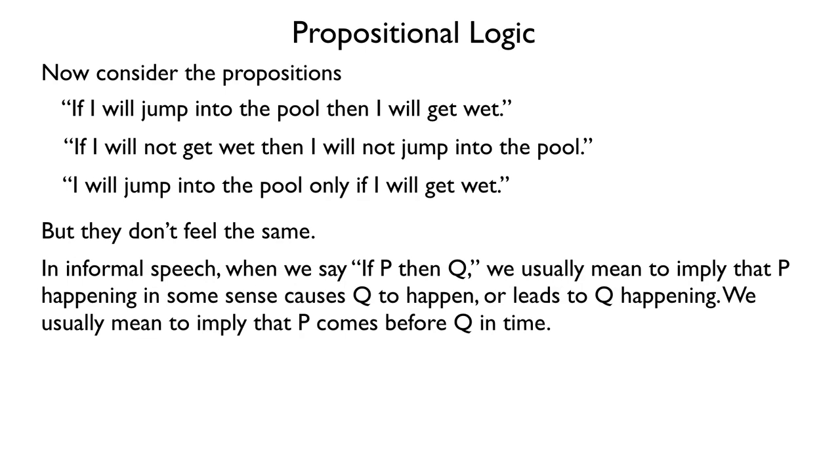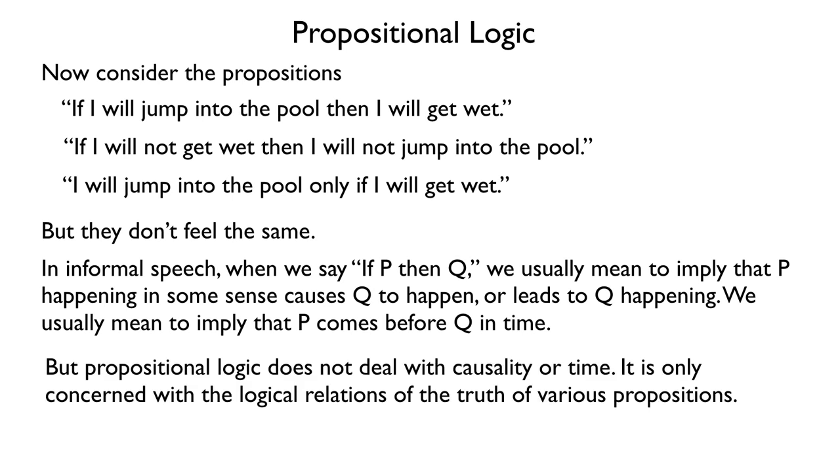Well, in informal speech, when we say "if P then Q," we usually mean to imply that P happening in some sense causes Q to happen or leads to Q happening. We usually mean to say that if P happens, then Q will happen because P happens. And if P and Q occur in time, we usually mean to imply that P comes before Q in time. But propositional logic does not deal with causality or time. It is only concerned with the logical relations of the truth of various propositions.